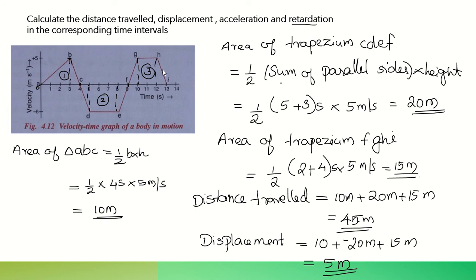And HI, again it comes downward. So final, right? Final is 0. So 0 minus 5 divided by 13 minus 12. That comes as the retardation for the curve HI. So that you have to solve as a homework and send it to me.